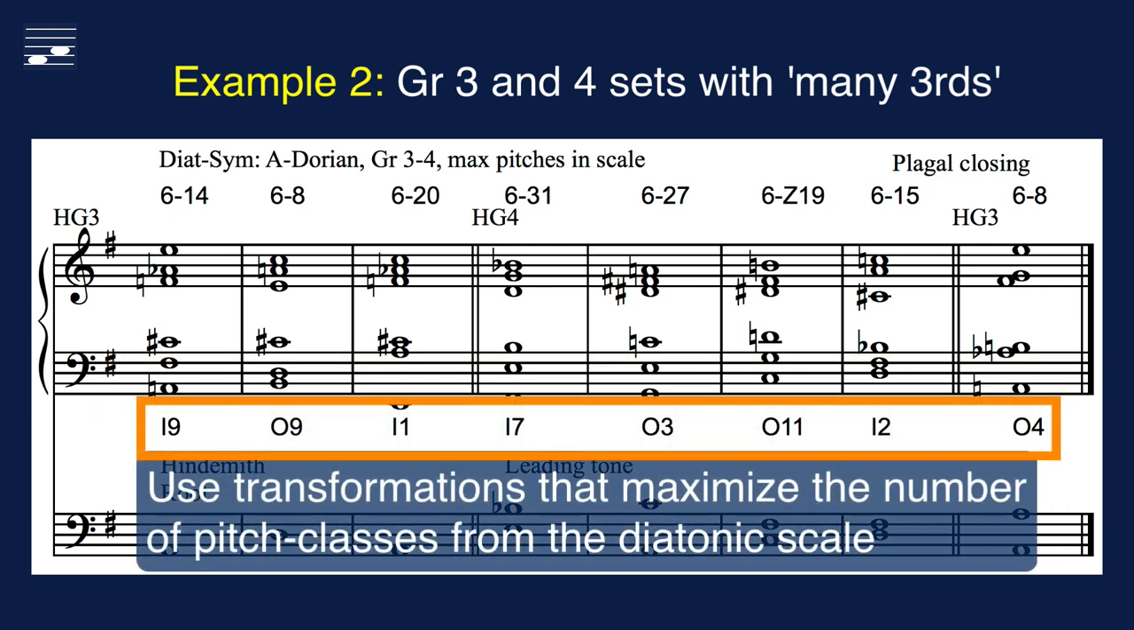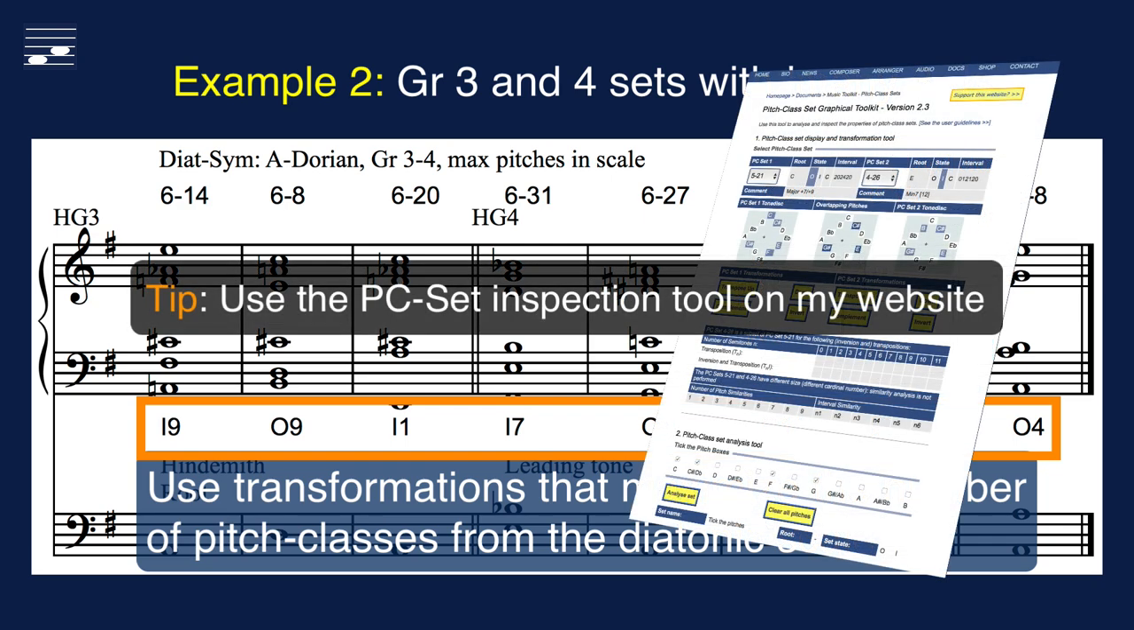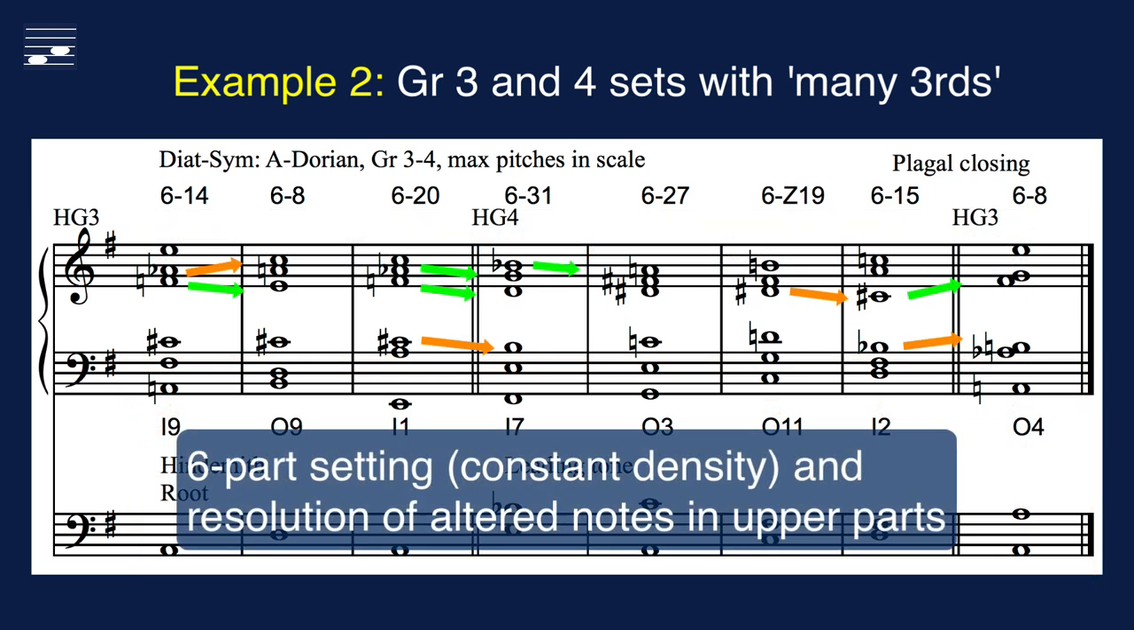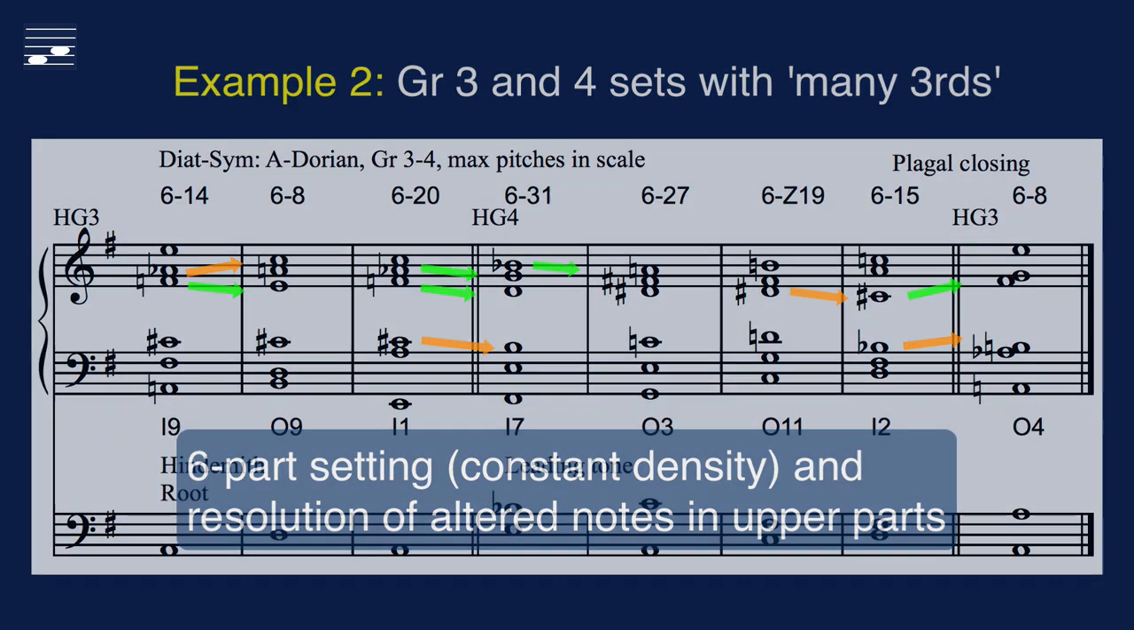I use those set transformations that maximize the number of pitches from the diatonic scale. Use my online PC set inspection tool for sketching chord progressions and evaluating set properties. Again, I write chords in root position at important structural positions, as indicated by the Hindemith chord root. Also, this example is constant density with a 6-part setting. The resolution of the altered notes in the upper parts is marked with arrows.